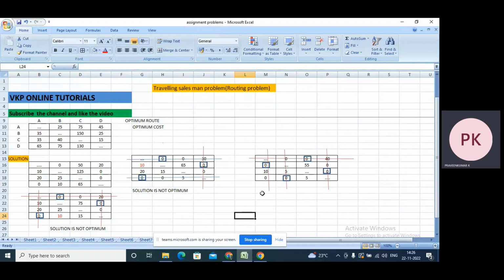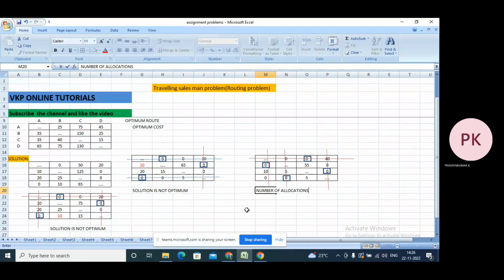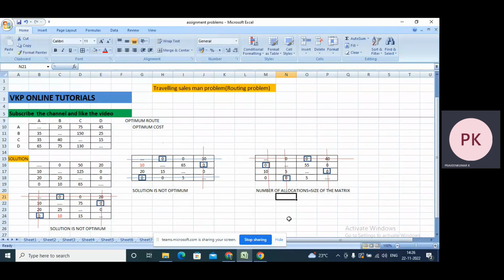So now look at the number of allocations. The number of allocations equals the size of the matrix. Therefore, the solution is optimum in case of assignment problem.